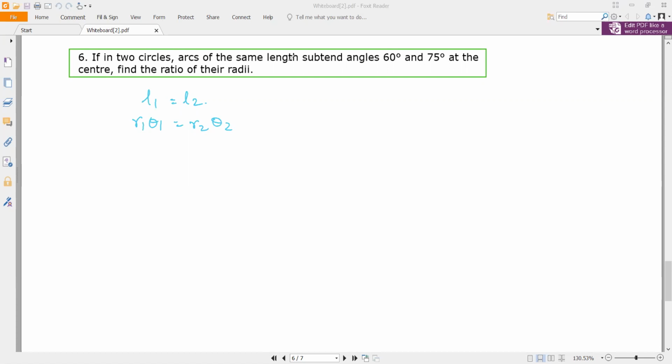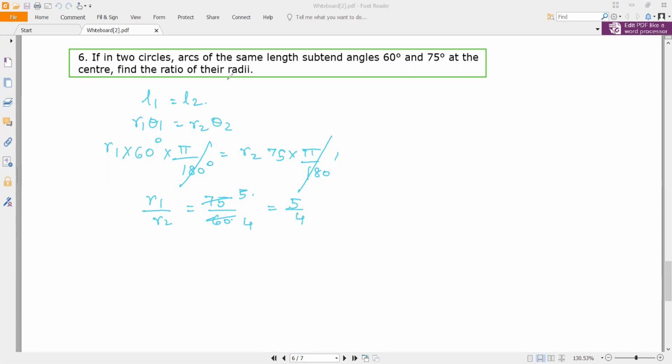The same length subtends angles of 60 degree and 75 degree. So this is R1 into theta1, where theta1 is 60 degree. Now theta is supposed to be in radian, so you'll have to convert it to radian by multiplying by pi by 180, and that is equal to R2 into theta2, where theta2 is 75 degrees, 75 into pi upon 180 radian. These two directly get cancelled. Therefore, R1 upon R2 is equal to 75 upon 60. This is 15 into 5, 15 into 4. So we have 5 upon 4.